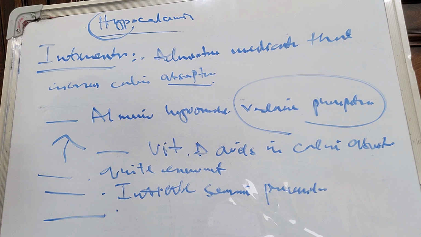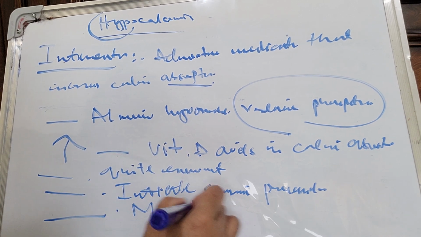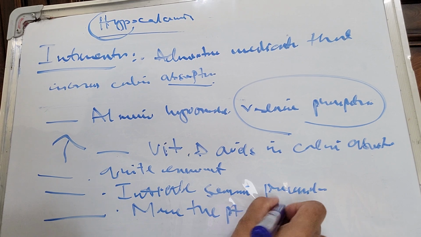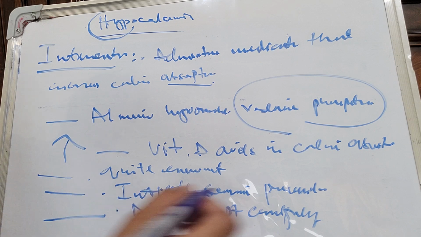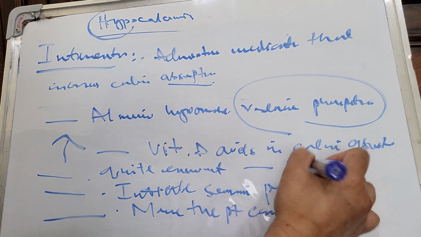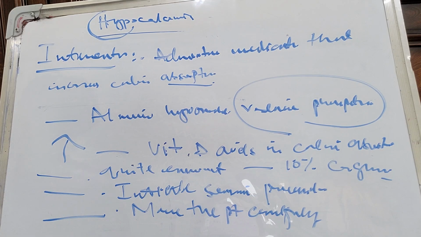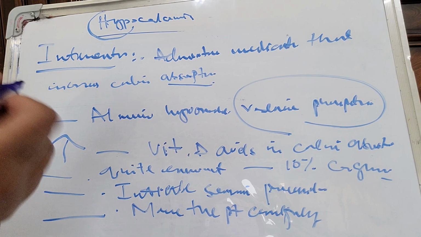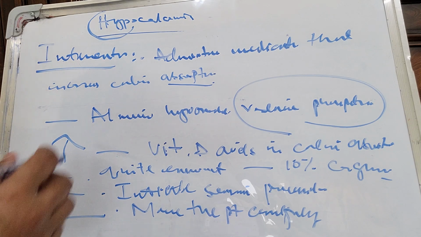Move the client carefully and monitor for signs of pathological fractures, because the patient has less calcium and less vitamin D. So always move the patient carefully to avoid fracture. Always keep 10% calcium gluconate with the patient in case of acute calcium deficit. And the last is always instruct the client to consume foods high in calcium.